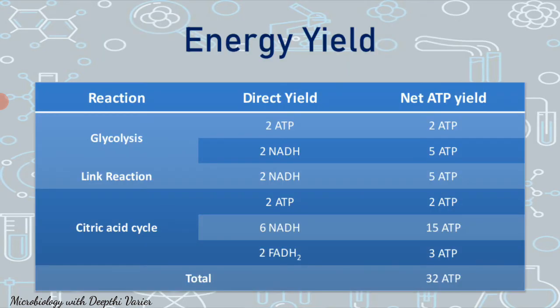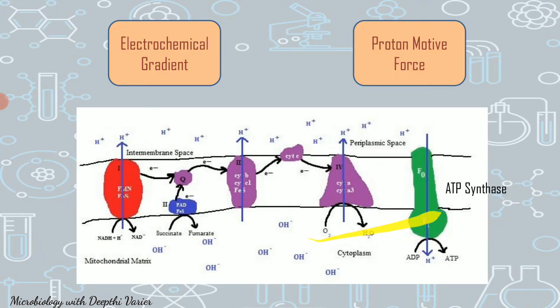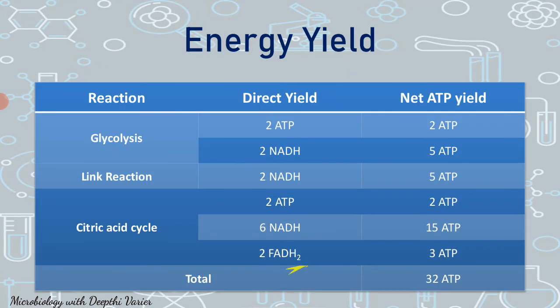So when we see this number, we can say that the net energy yield from glycolysis, link reaction and citric acid cycle is 32 ATP. How did I arrive at this number? Every FADH2 gives me only 1.5 ATP, so for every FADH2, I have multiplied by 1.5 ATP. And every NADH2, I have multiplied by 2.5 ATPs. Along with that, I also get ATP from substrate level phosphorylation. So when I total all of it, I get around 32 ATP.